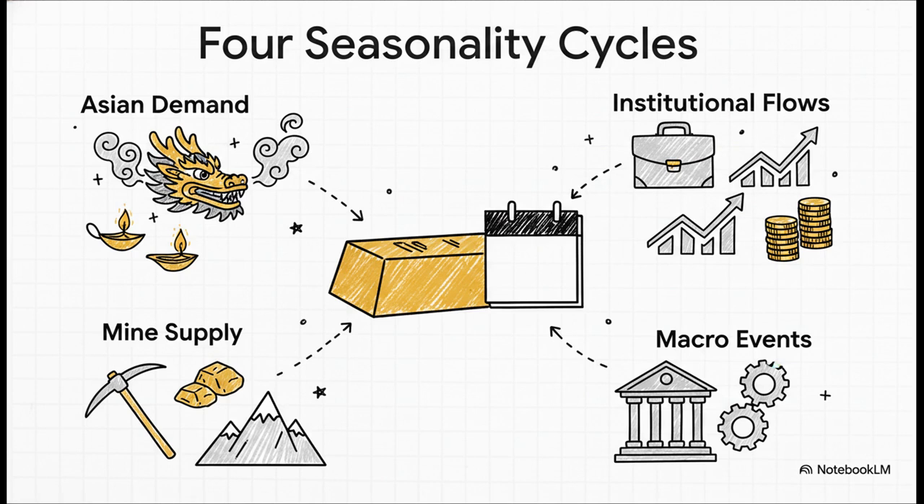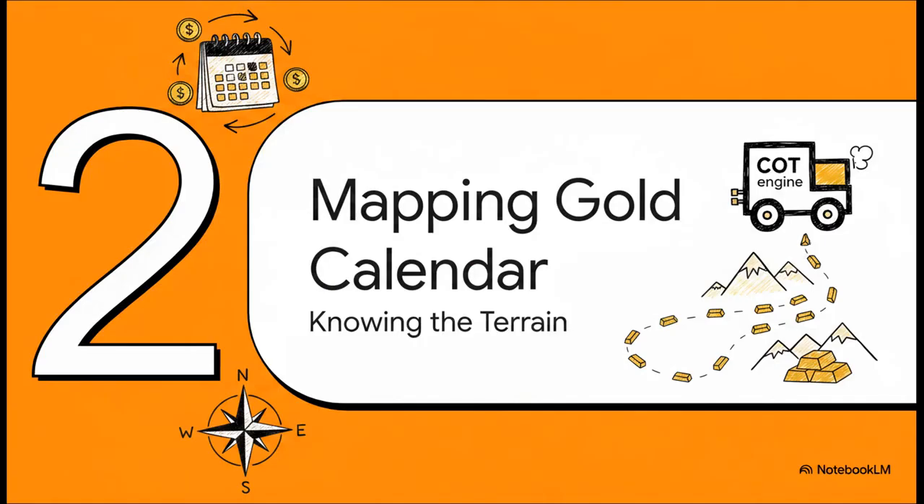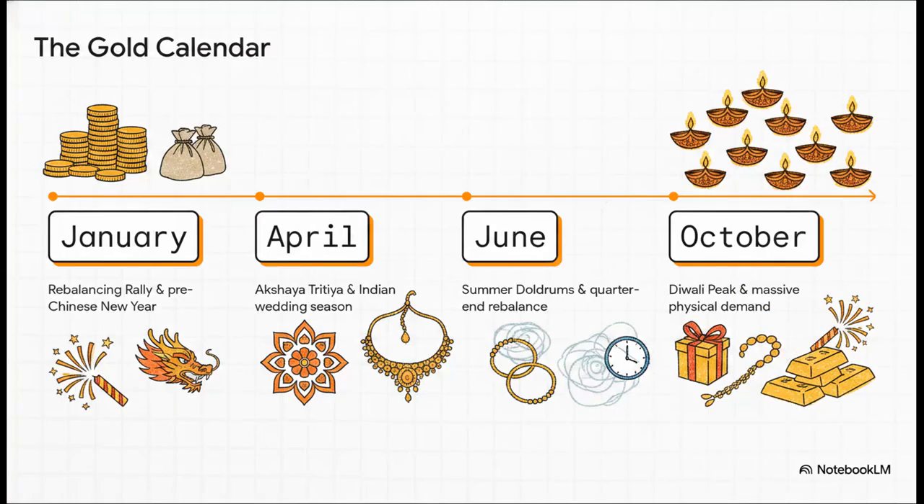The absolute crucial takeaway here: when 1 billion people in India and China are buying physical gold for Diwali or the Lunar New Year, they are absolutely not checking the COT report first. They buy because the calendar says it's time to buy. Moving to section 2. Mapping the gold calendar, knowing the terrain. Before we can really rev up our high-performance COT engine, we've got to map out the seasonal terrain we're actually driving on. Watch how this timeline builds throughout the year.